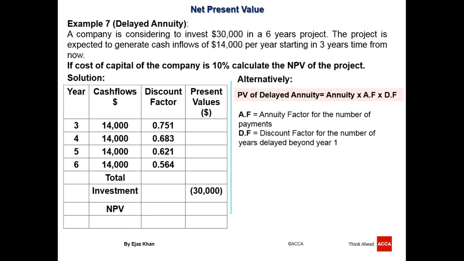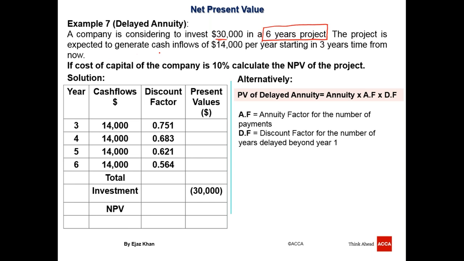So if you look at this example, a company is considering investing $30,000 in a 6 years project. It's a key. Remember, this project has a 6 years life. So it means the last payment that will be received will be at the end of the 6th year. So no payment is going to be received after year 6.